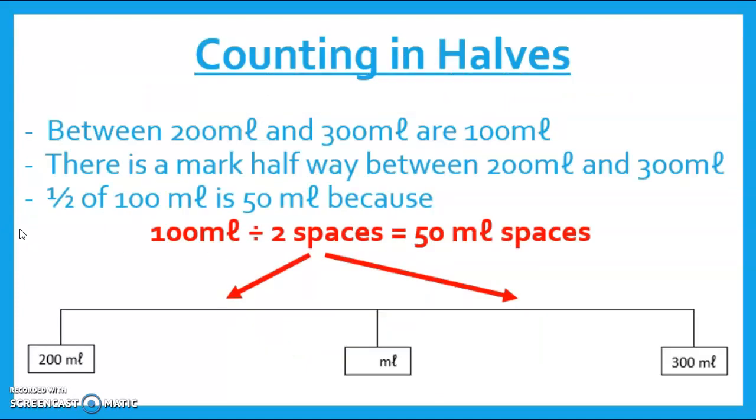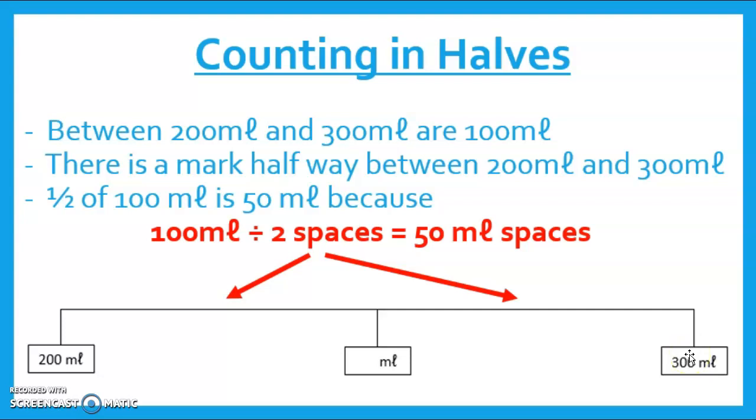We're now going to look at counting in halves on a jug or a cylinder or on any instrument that allows us to measure liquid. If you have a look at this line over here, this is what you would typically see on a measuring jug or a measuring cylinder. On this line, it begins with 200 and it ends at 300. So between 200 and 300, there is 100 milliliters.